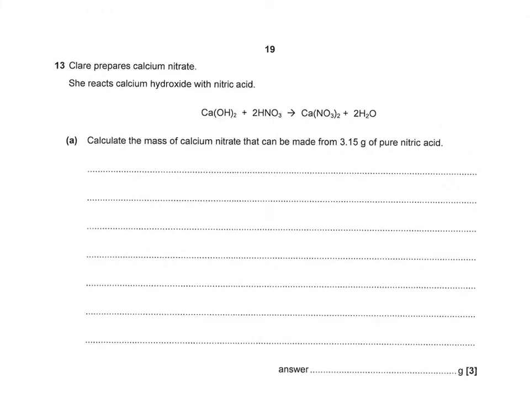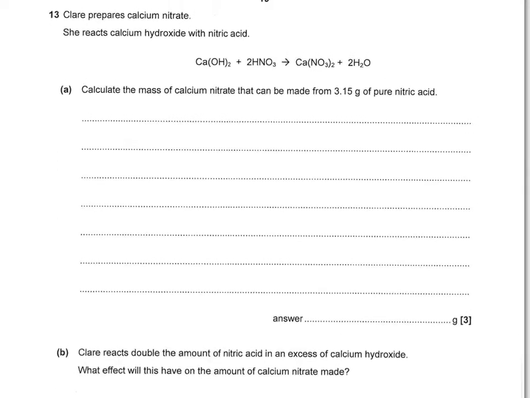Claire prepares calcium nitrate. She reacts calcium hydroxide with nitric acid. Calculate the mass of calcium nitrate that can be made from 3.15 grams of pure nitric acid. This is a very tough question. So the first thing you've got to work out is the relative mass of the nitric acid. So you're going to do Mr of the nitric acid, HNO3, and if you work it out, that's 63.